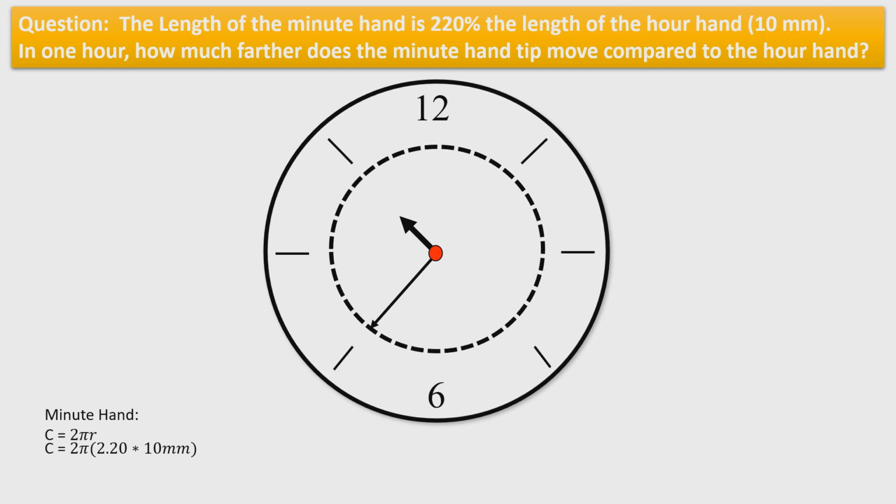But remember, we don't know the actual length of the minute hand, but we know that it's 220% the length of the hour hand. So we take 2.2, which is the decimal form of the percent, 220%, and we multiply that by 10 millimeters. So then we have our final answer. I'm going to leave it in pi to be exact, 44 pi. And it's going to be easier later on because we're comparing, right?